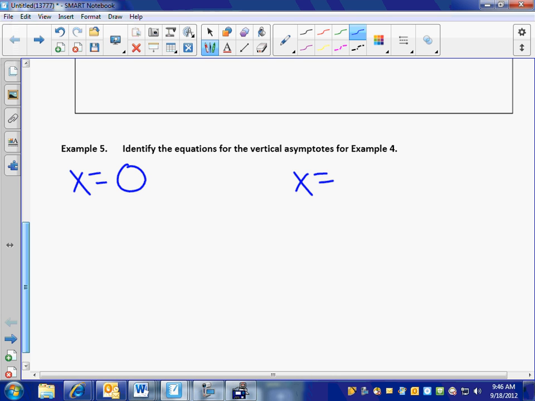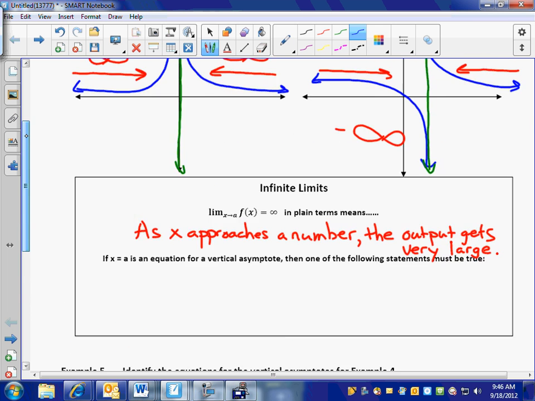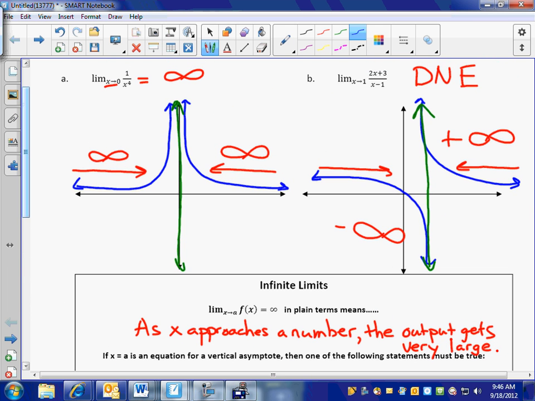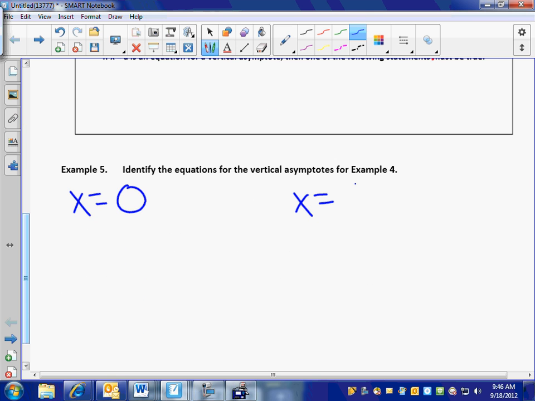How about in the second problem? Why do you see that, Tyler? What about that problem tells you it's 1? Okay. If you look here, you can see that in the denominator, 1 is the spot where it's undefined. And so we will have 1. Good job. So x equals 1. You should be able to identify vertical asymptotes as well. That wraps up that. Let's get to some algebra pieces.